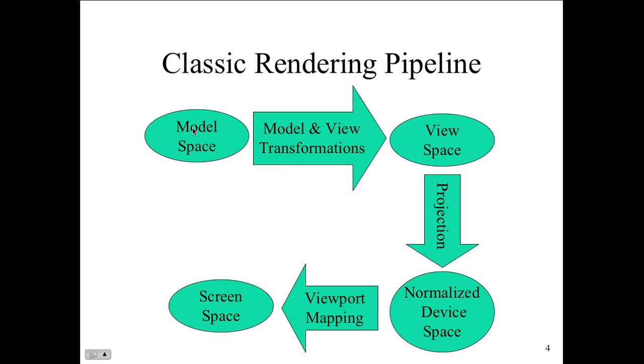So it starts with the model space that we're creating, and then we have the model and the view transformations that give us our view space, that provide us with projections that give us our normalizing for our device space. So at this point we're looking at where is our output device, and our device space is going to be our monitor in most cases if we're looking at computer screens. And then we have the viewport mapping, and then we have the screen space. So we're taking the model space and translating it into the screen space.